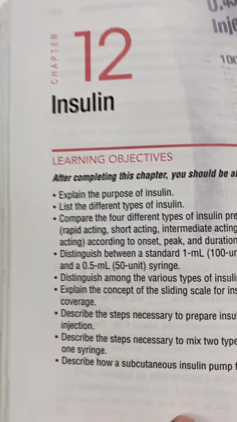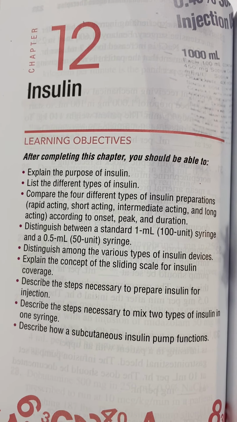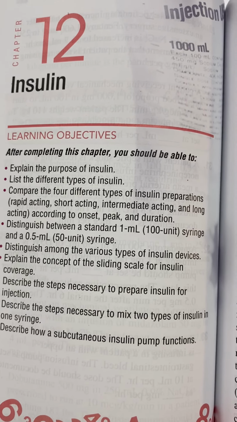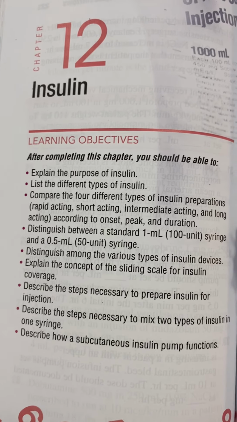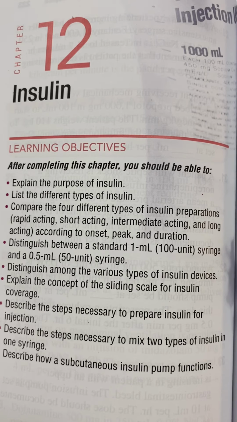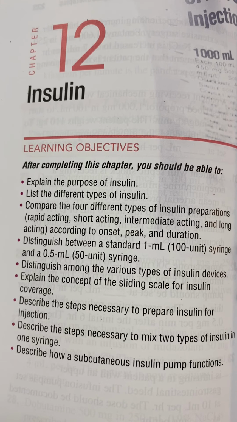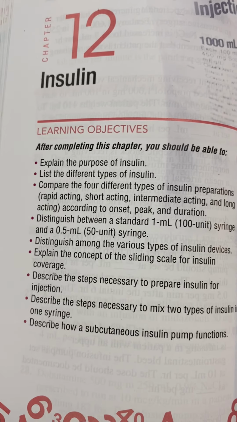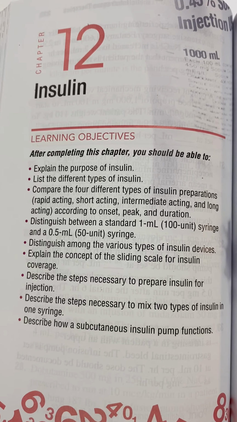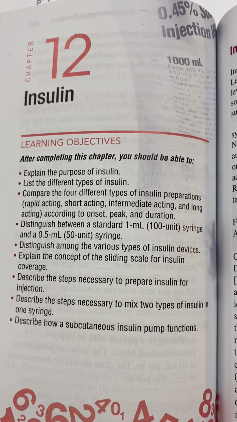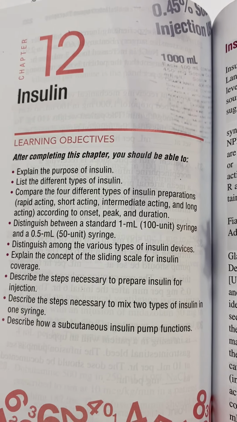Okay. So chapter 12 is dealing with insulin. I want you to be able to explain the purpose of insulin, be able to use different types of insulin, compare 4 different types, whether it is the 1 milliliter, the 100 unit syringe, or the 0.5 milliliter syringe, which is for the 50 unit syringe, and to be able to distinguish among the various types of insulin devices. I want you to be able to explain the concept of a sliding scale, as well as describe the steps necessary to prepare insulin for injection.